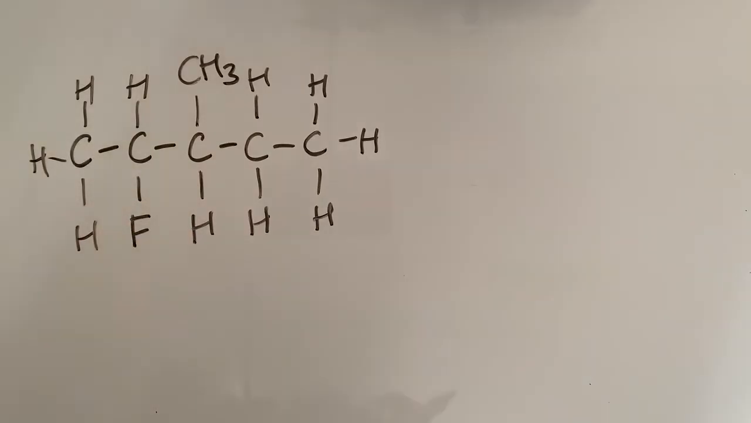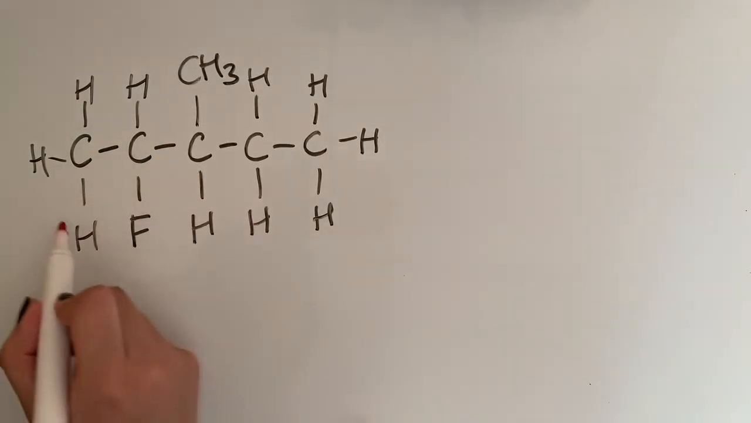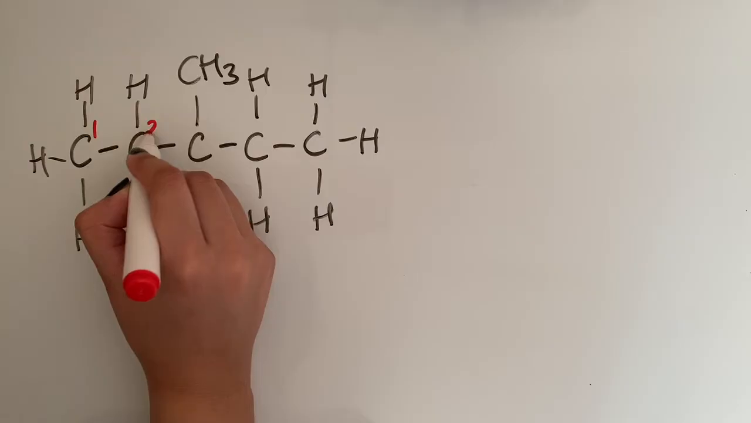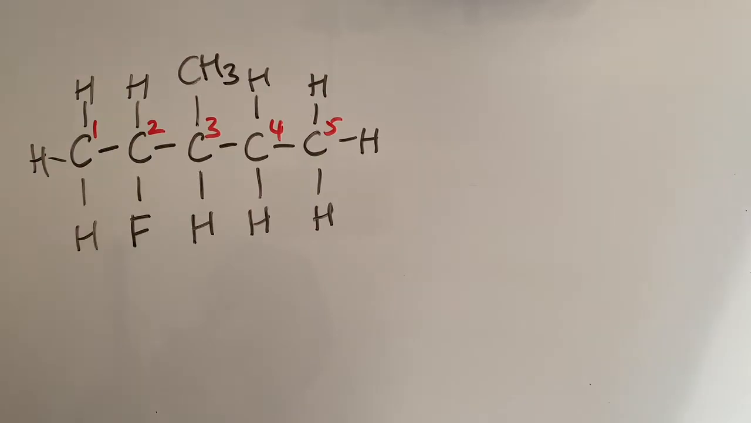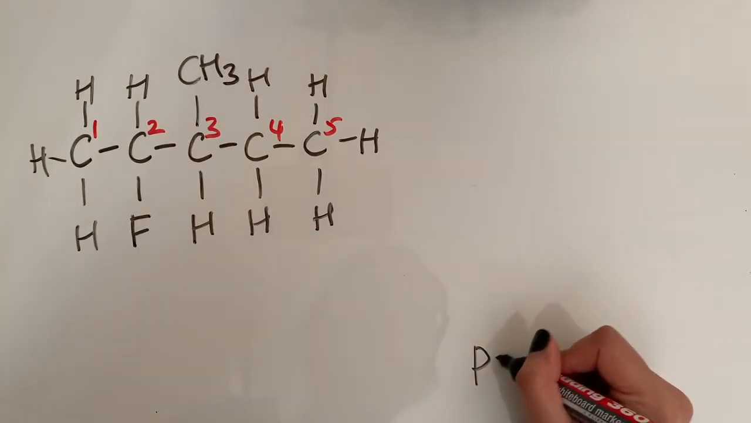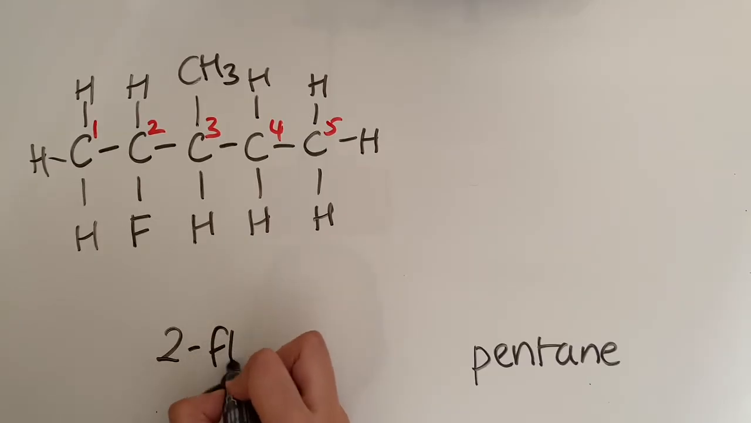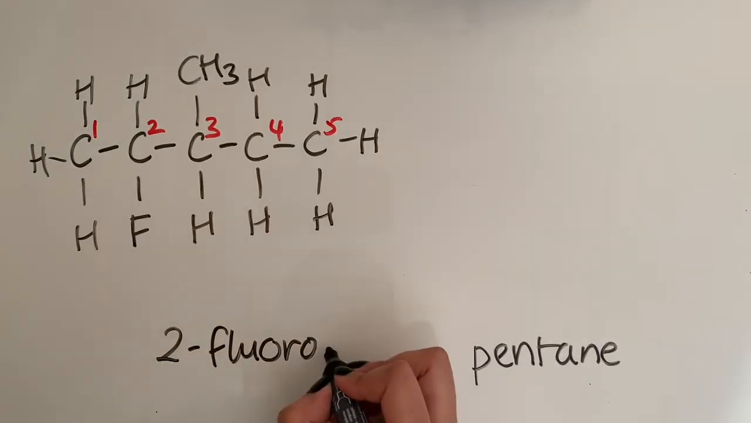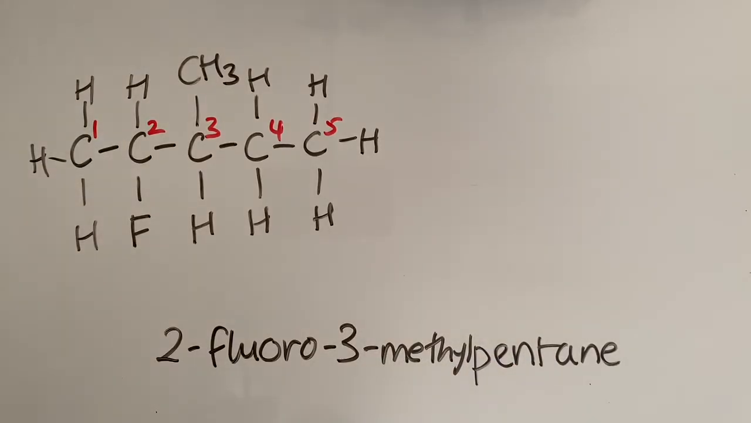Over here, the longest carbon chain is the one going across, so that's 5. I'm just going to number it so that the fluoro group and the methyl group are on the smallest number of carbons. So this is going to end in pentane. In terms of groups, we've got a fluoro and we've got a methyl. So again, alphabetically, we choose which one's first. Fluoro is going to be first. So in our name, it's going to be 2-fluoro-3-methylpentane. Okay.